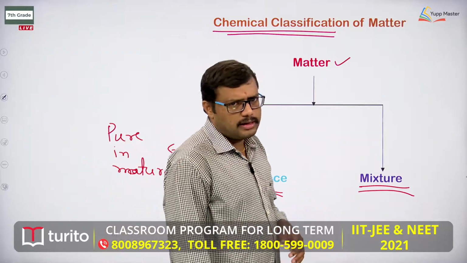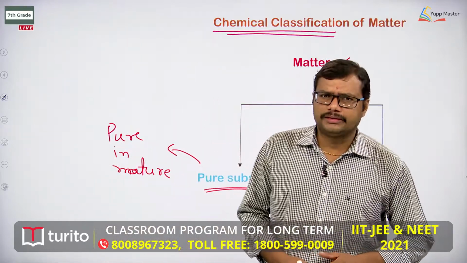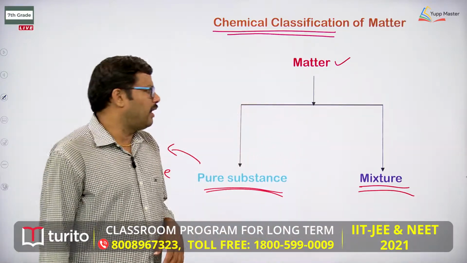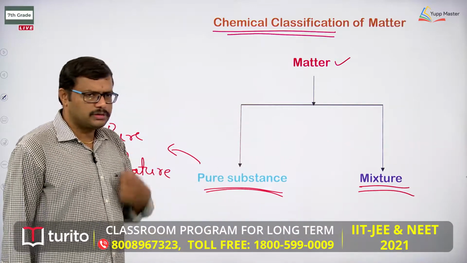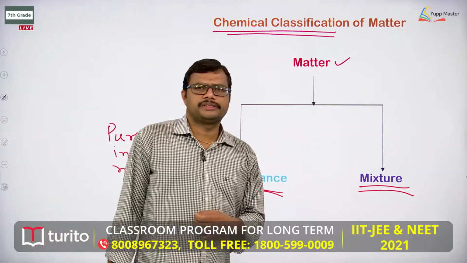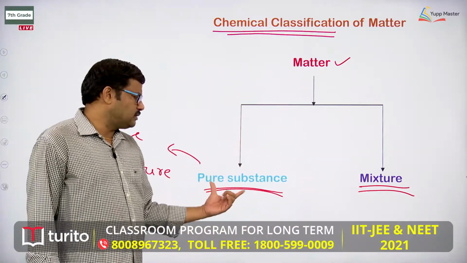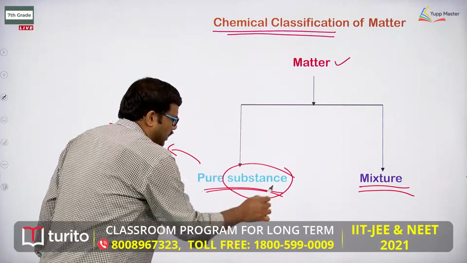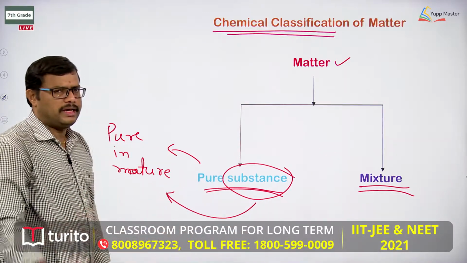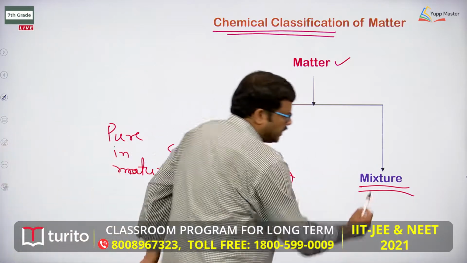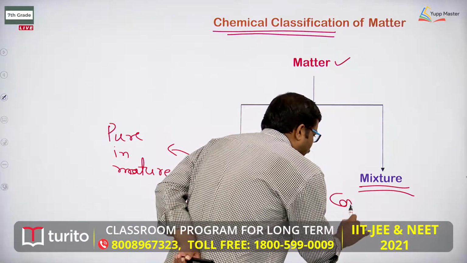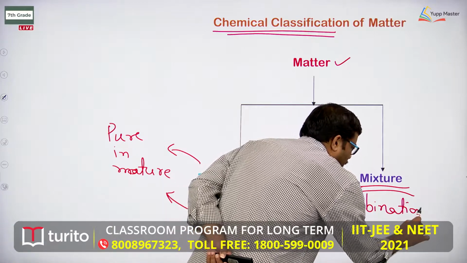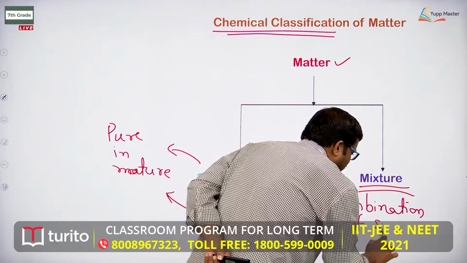So it is very clear that on a chemical basis, we can classify matter into 2 categories: one is pure substance, the other is mixture. Pure substance means the chemical compound is pure in its nature. A mixture is obtained by the combination of substances, and the combination of substances takes place in any proportion.